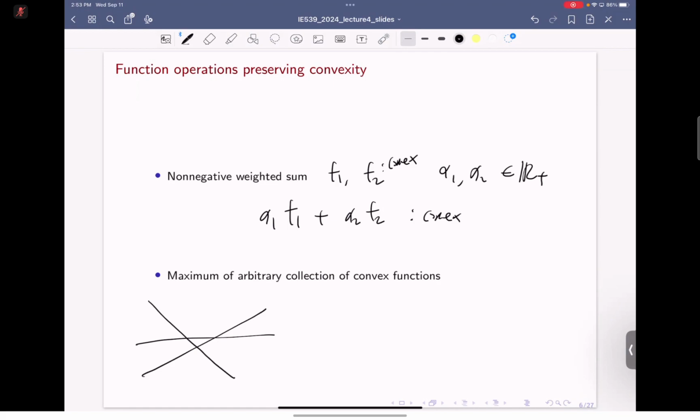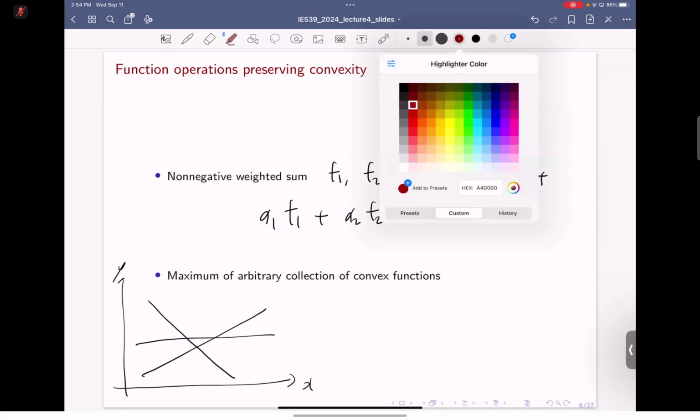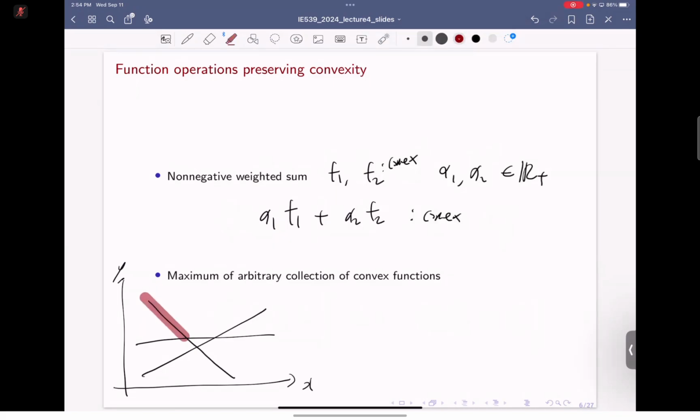So what I do is take the maximum of these three. Again, this is my domain, x, and the y-axis represents the function value. For each x, let me define another function that is defined as the maximum of these three values. So if you do that, you get this thing.